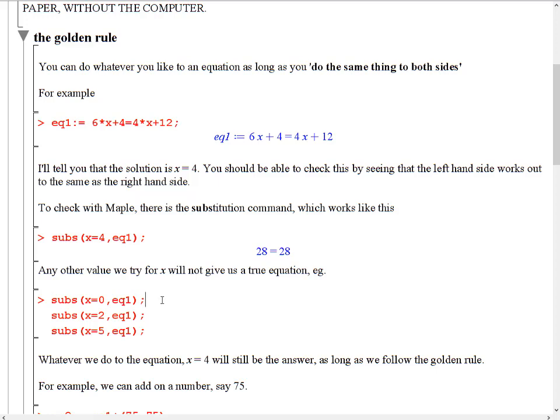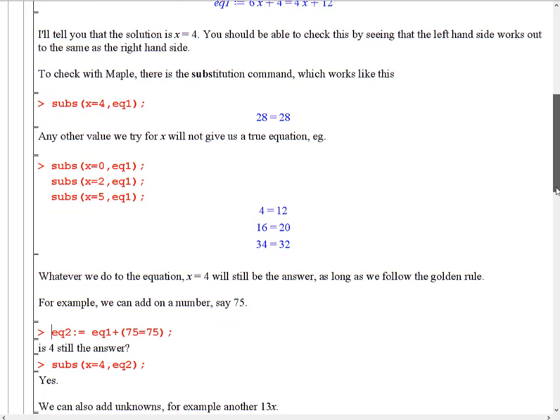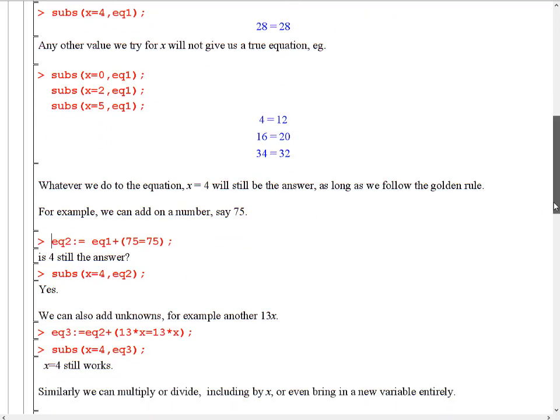Now, there's only one solution here. If I try anything else, it doesn't work. So these numbers are not solutions. 4 is the only solution here. Now, the golden rule idea is that 4 remains a solution as long as we follow the golden rule.